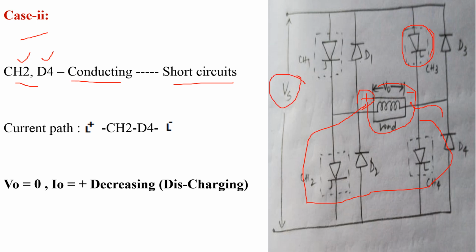source to load, so the voltage across the load becomes 0. Here the inductor starts discharging, so the load current is decreasing, positively decreasing. Why? Because it is discharging current. This is the second operating mode of the class E chopper circuit.